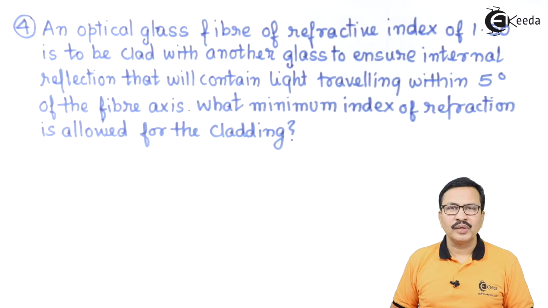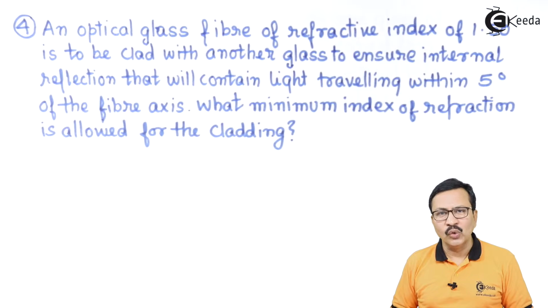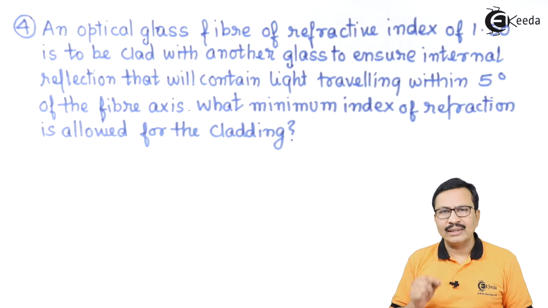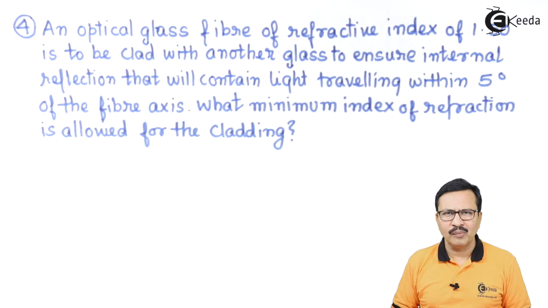So what we mean over here is this: we already know the refractive index of the core. We already know what is the angle of acceptance for this particular fiber optic cable. We wish to find out what is the refractive index of the cladding so that all this particular data fits well. Now let us look how we can do this particular problem.